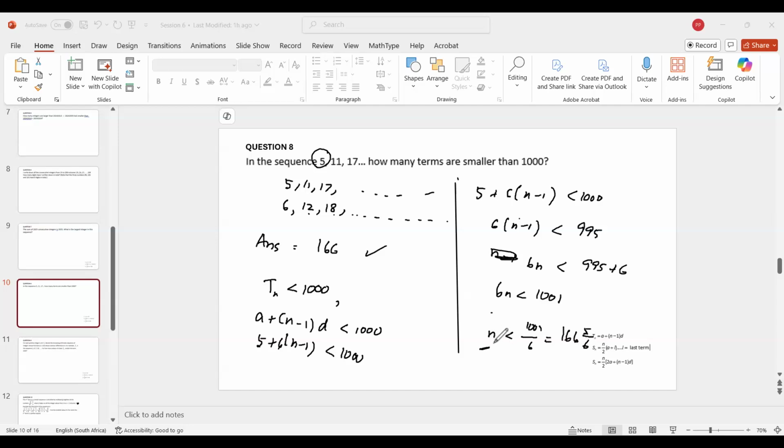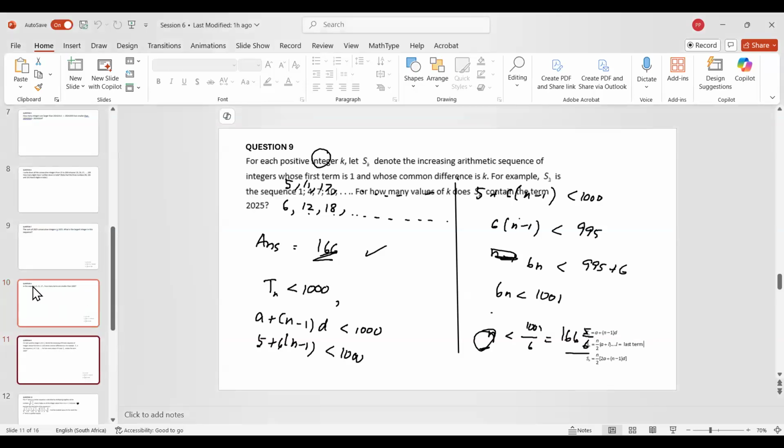So you want the largest natural number, counting number, because n is a counting number, less than 166 and 5/6. And there you see the answer comes out as 166. You want to know the largest natural number which is smaller than this, and it's 166. So that's another way of doing it, but I prefer this one here because you're not using any formulae or anything like that. You can just do it using common sense. Always try to use common sense in solving these problems.